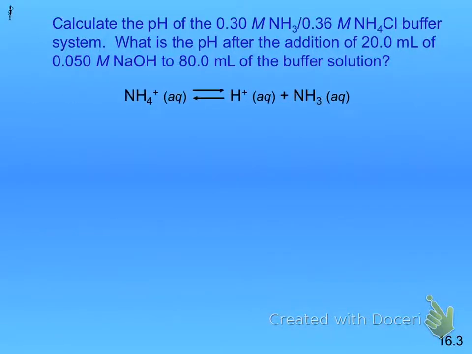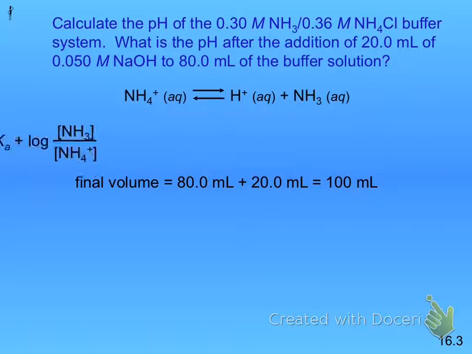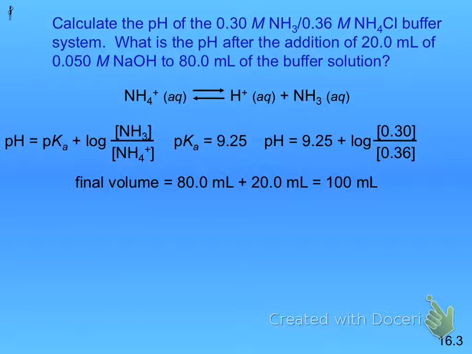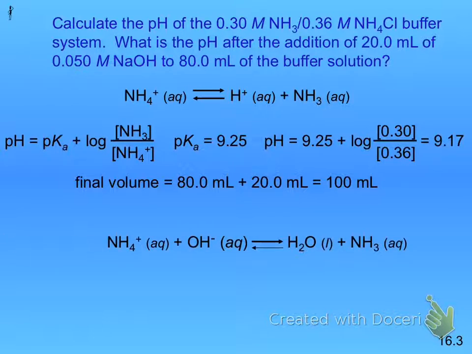Okay. Now, check this out. We can do this whole thing by using Henderson-Hasselbalch. The pH, again, equals pKa plus log of NH3 over NH4 plus. pKa is 9.25. Take the negative log of the Ka, you get 9.25. So you get 9.25 plus a log of 0.30 divided by 0.36. Now, hold on. That's 9.17. You might say, well, Koenig, that's not what we had before. Yeah, but we've got to remember something. These concentrations were the initial concentrations before adding the new stuff.